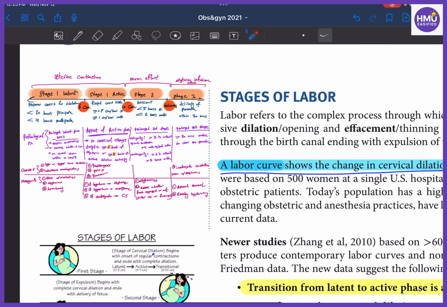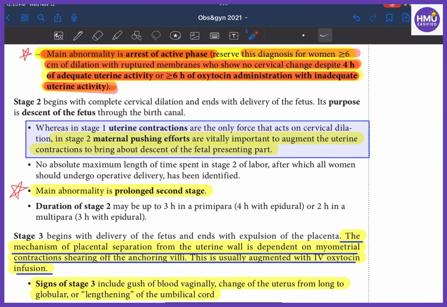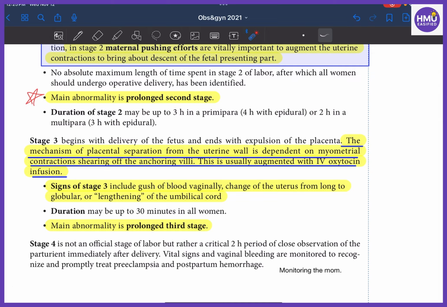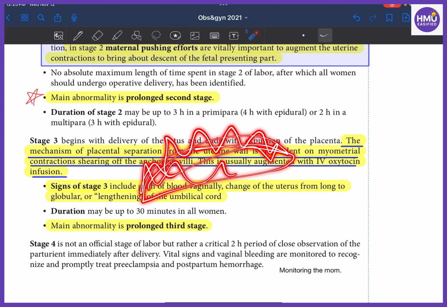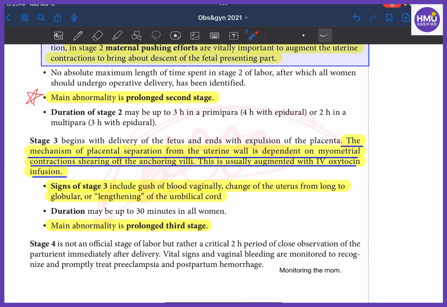Okay, so what's left? Stage 3. Let's see what it says in stage 3. Stage 3, we know it's the delivery of the placenta. The mechanism of placental separation from the uterine wall is dependent on myometrial contractions. Obviously, who is contracting? The fat in the area? No, it's the muscles. The myometrial contraction, shearing of the anchoring villi. We know that the placenta has villi like this, in the myometrium. So we take this out and it comes out.